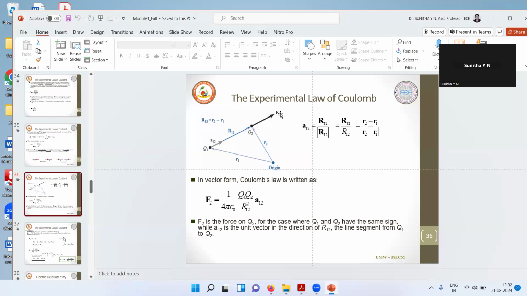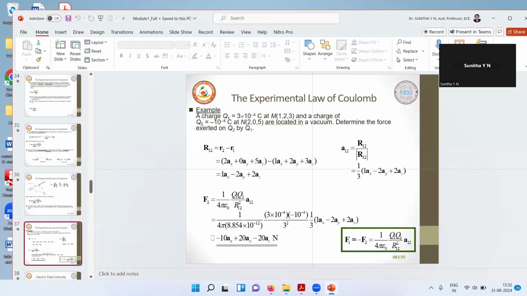So I'm having an F2 here. That means the repulsion force of Q1 is bigger than that of Q2. Otherwise, you will be moving this way. F2 would have been in this direction if Q2 is bigger than Q1. So this is about the Coulomb's law representation in vector form and the resultant F direction.